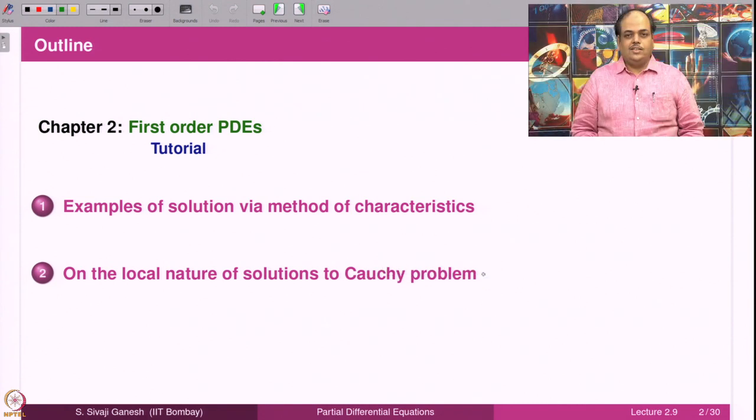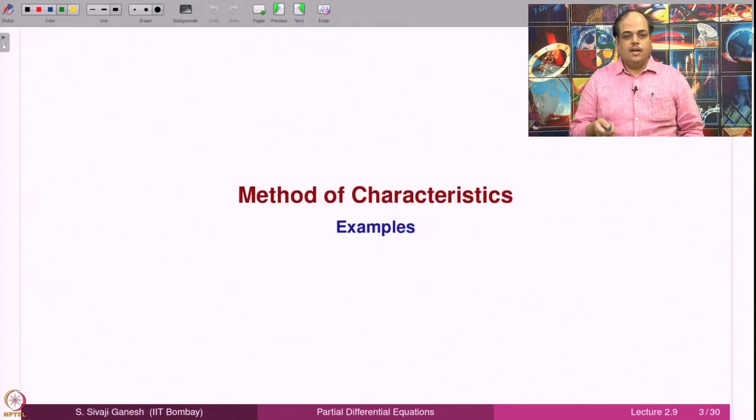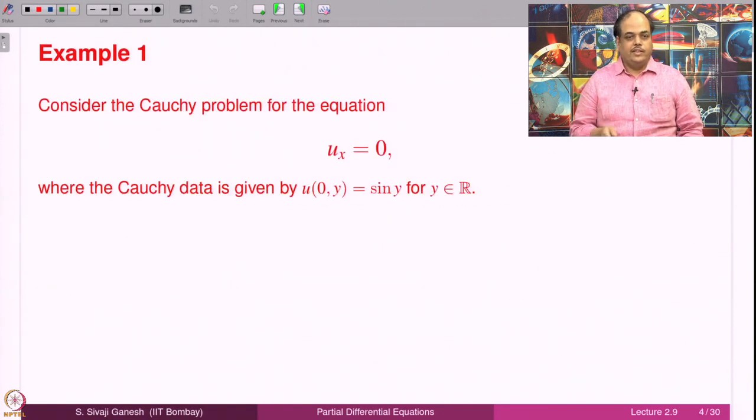Recall that the existence and uniqueness theorem gave us existence of a solution only nearby any fixed point on the datum curve. So, is that all that can be expected, or can we get a solution whose integral surface consists of the entire datum curve or defined on entire domain omega 2? These are the questions we are going to discuss under this heading on the local nature of solutions to Cauchy problem. So, let us start with some examples.